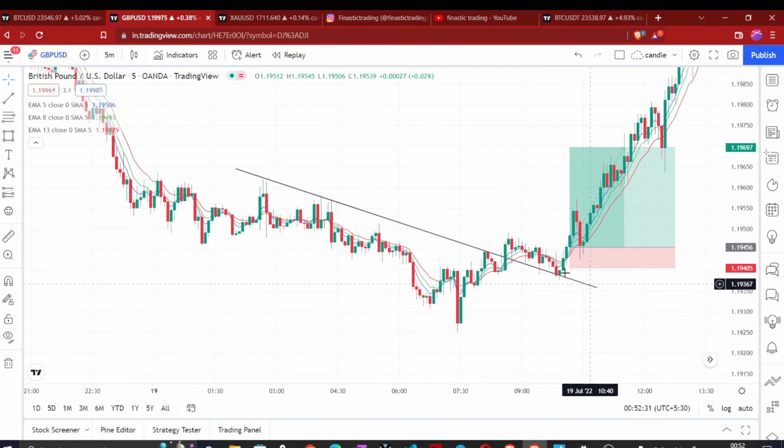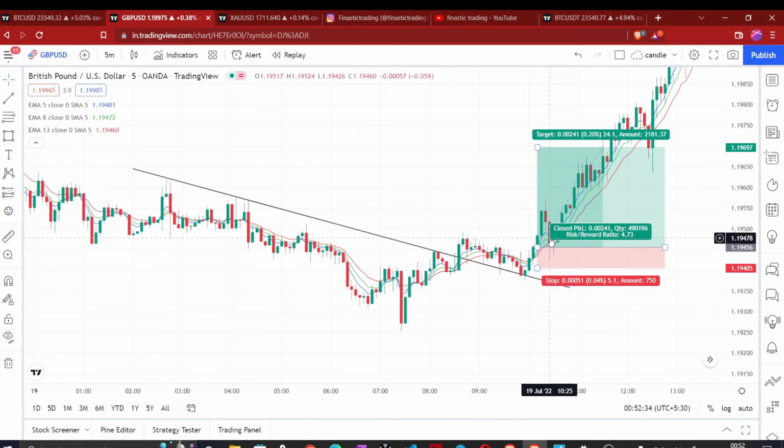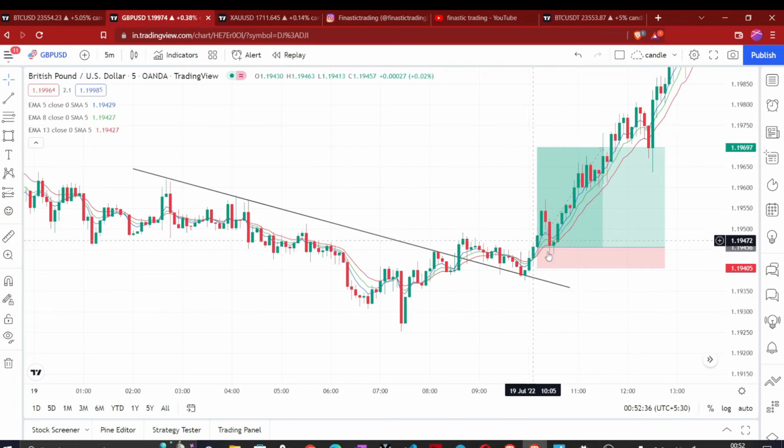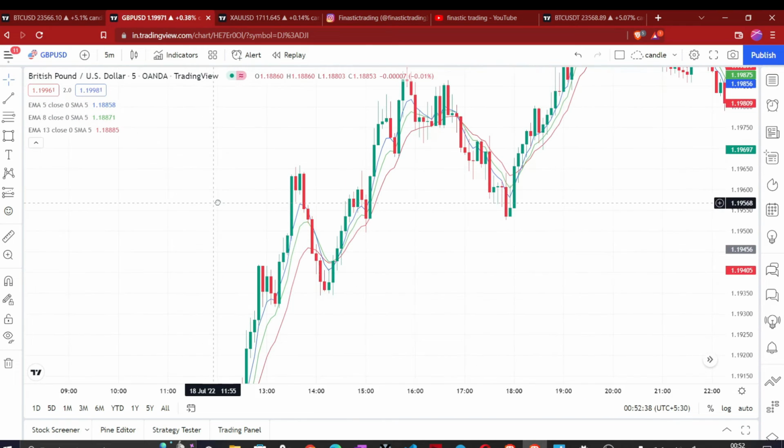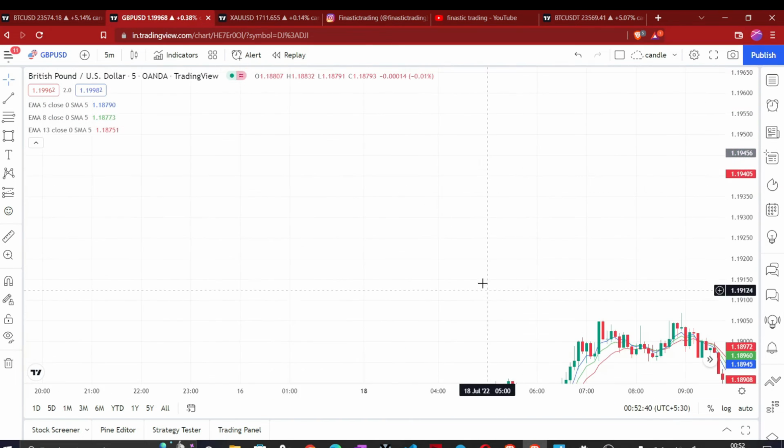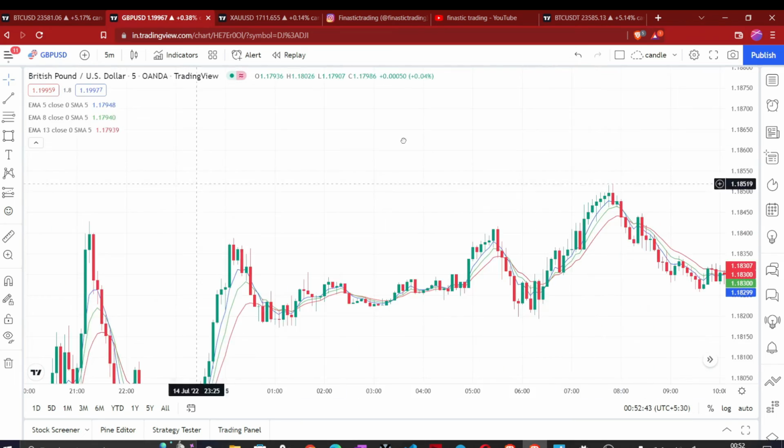Price action has to be the leader. Second is the pattern. Third is the candles. Let's go find some more examples. I've already marked some examples for you guys.